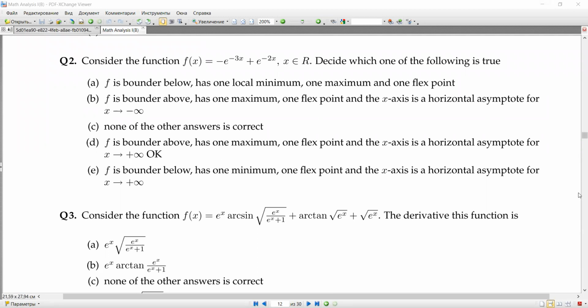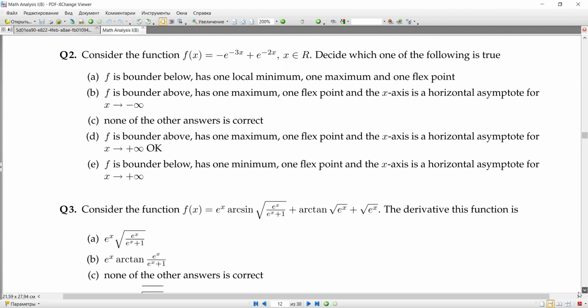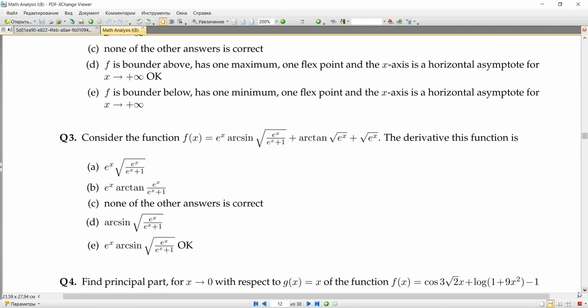Next, number 3, I think it's clear now. Number 3, consider the function f of x. Find the derivative of this function. Find the derivative. Can we skip it? You don't have a problem here, I think. The correct answer will be E1.